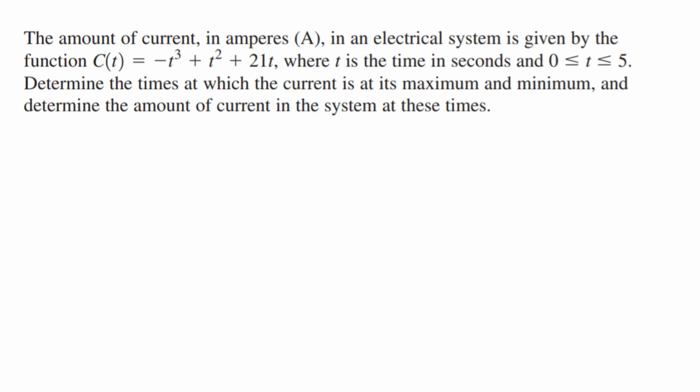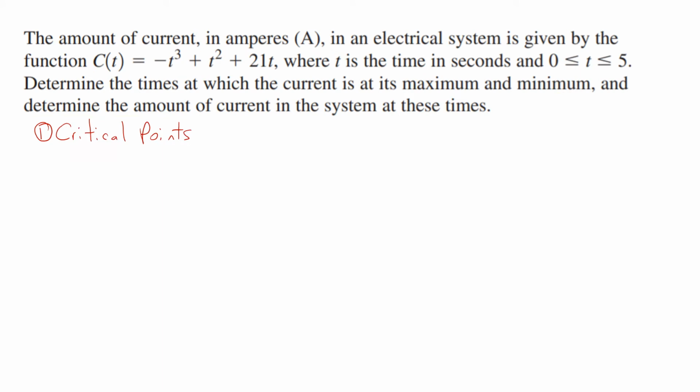We go into more of the word problems that you guys might encounter. So this one is saying the amount of current in amperes, represented by A, in an electrical system is given by the function over here. So this represents the amount of current, where t is the time in seconds, and within the interval of 0 to 5. Determine the times at which the current is at its maximum and minimum, and determine the amount of current in the system at these times. So I need to find two things.